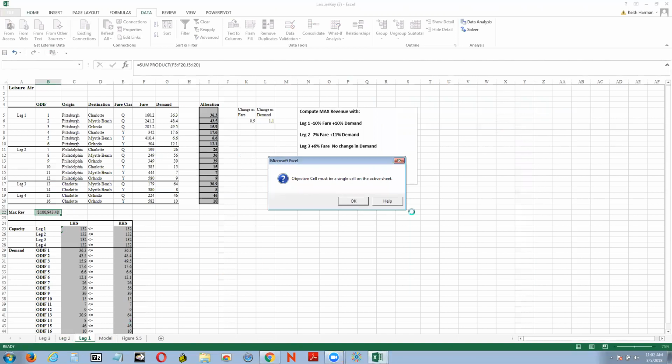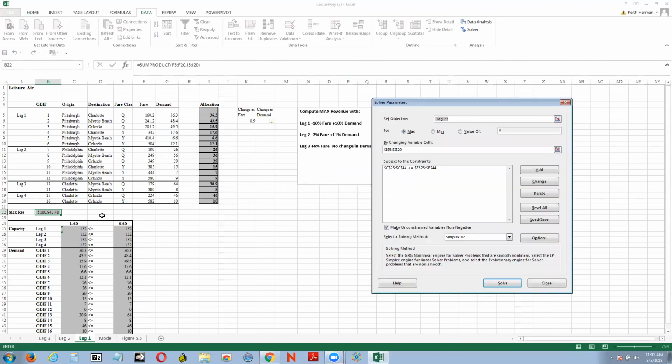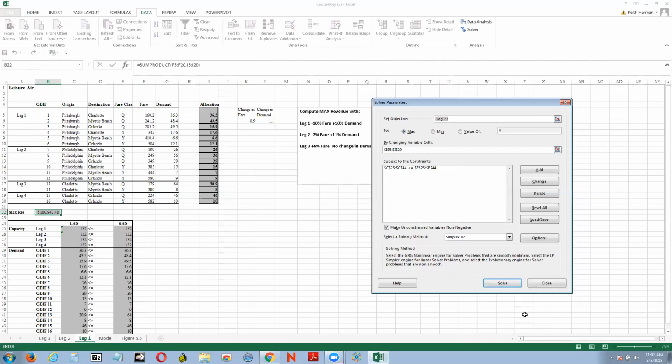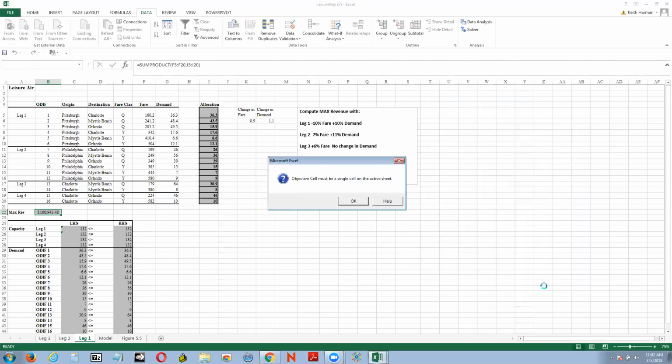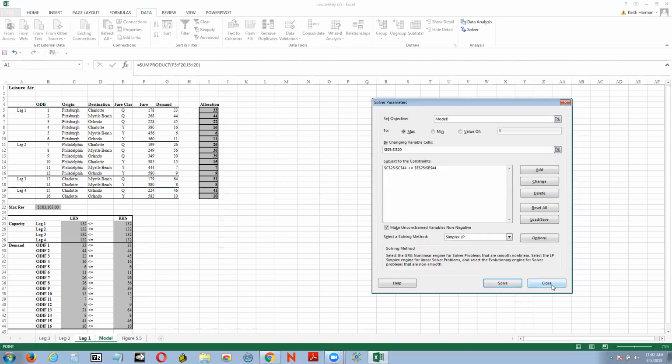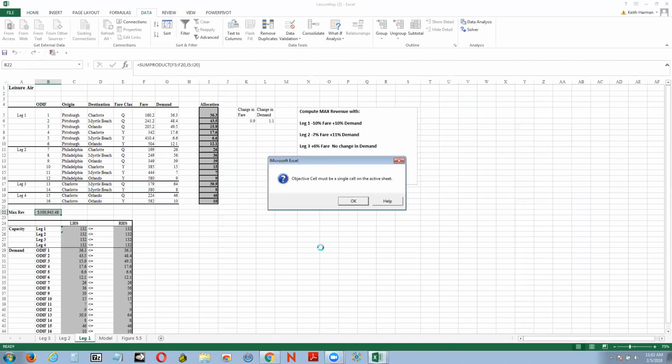Okay, and now I'll close this off. Let's be on a single cell. Okay. All right. I've got it. Close down, please. Thank you. What are you doing here? All right. Single cell on the active sheet. I need to be on the active sheet. Go back here to the model. There we are. Now I'll close that.